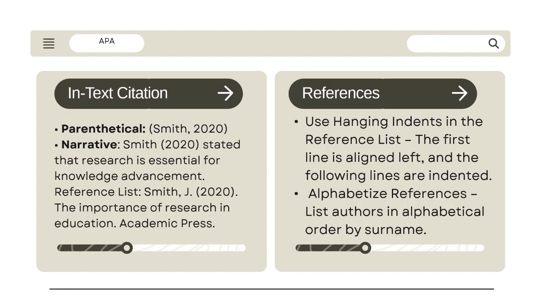The first line is aligned left and the following lines are indented. That's how you put your reference, and you should alphabetize your references. So that's for the APA format.